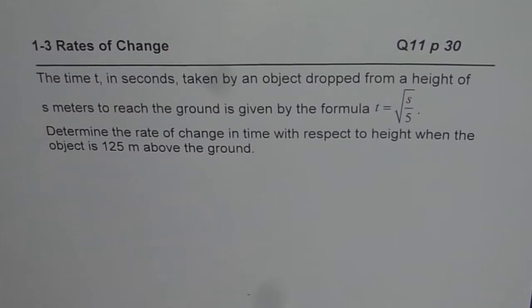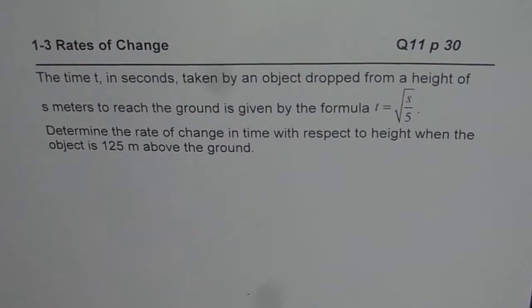I'm Anil Kumar, and here is a solution of question number 11, page 30 from Nelson, Rates of Change. The time t in seconds taken by an object dropped from a height of s meters to reach the ground is given by the formula t equals square root of s over 5. Determine the rate of change in time with respect to height when the object is 125 meters above the ground.